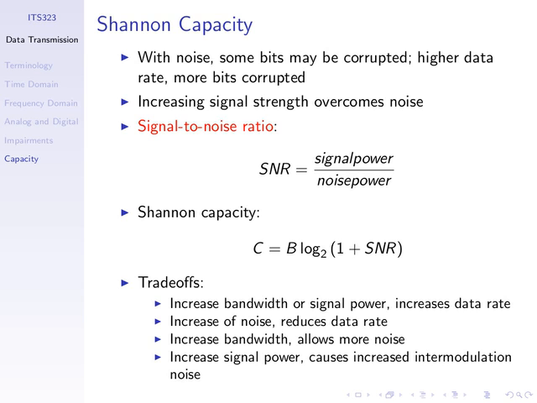So our answer: 4 times 10 times 1 million is 40 megabits per second. So with our channel with a bandwidth of 10 megahertz, we can send at 40 megabits per second under those conditions. That's when our signal was much higher than our noise.